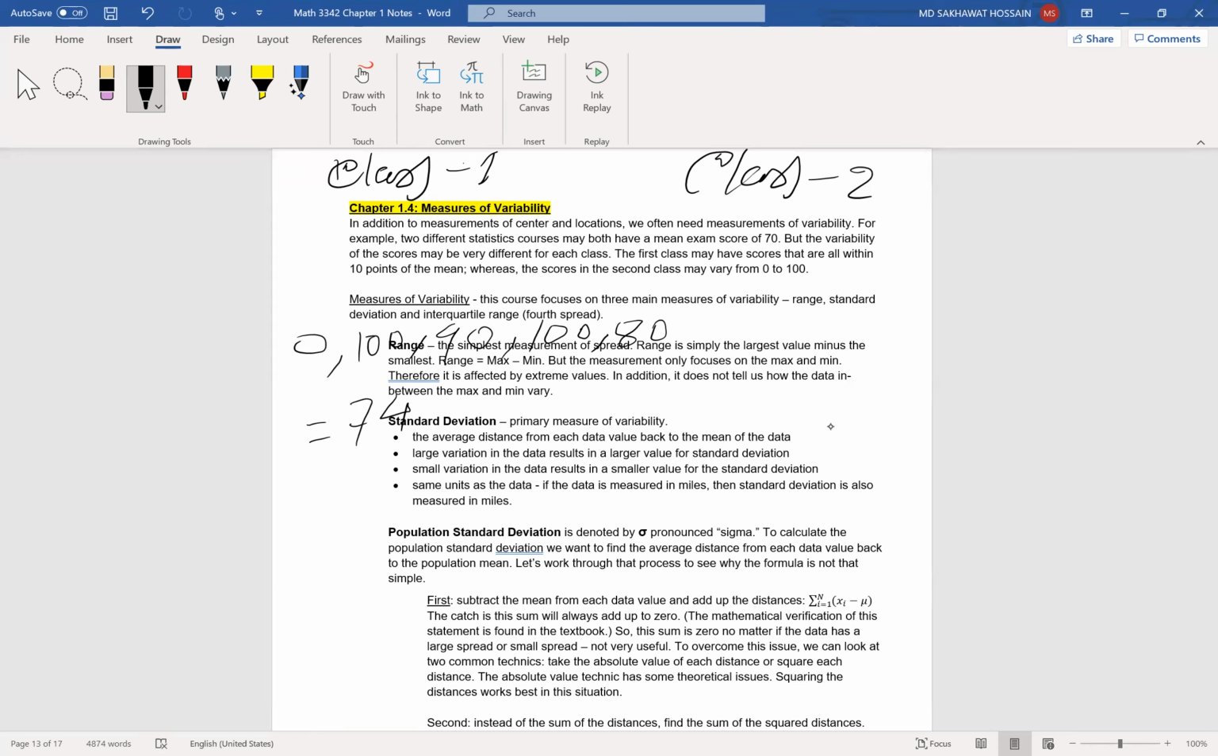Now for the second class, if the scores for the students are, for example, 70, 74, 74, and 80, and 74.